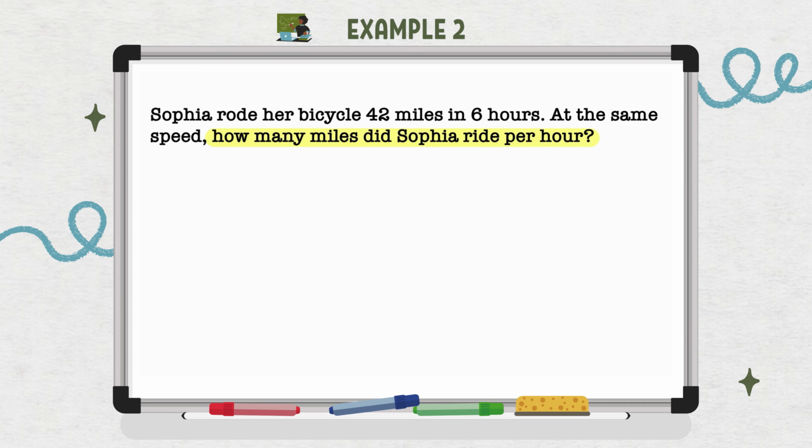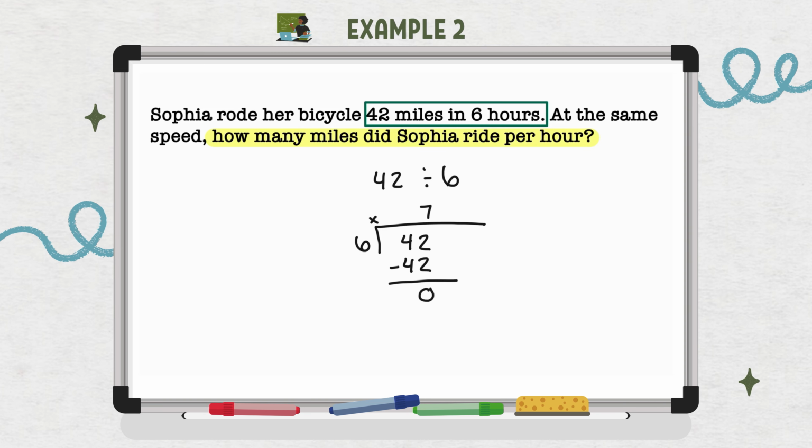Now I'm going to box in what they already gave us. They said that she rode 42 miles in 6 hours. How do we set up this equation? AKA, what are we trying to find? We're hearing the question, we're trying to find miles. So therefore, we need to take miles and divide it by hours. So our equation should look like this. 42 divided by 6. Now we're going to go ahead and divide that like normal until we reach 0. If we reach 0, that means we have our final answer of 7.